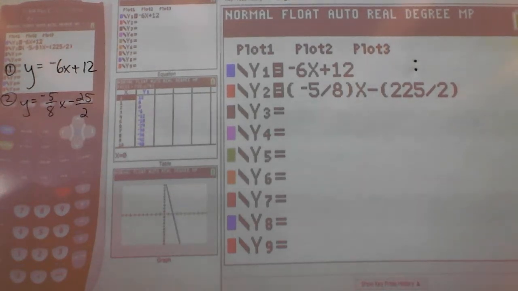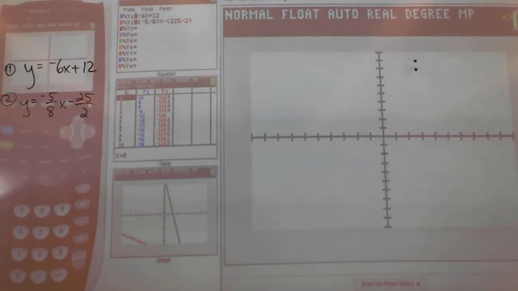25 over 2, close the brackets. So -25 over 2, and then hitting the graph button in the upper right hand corner, we'll graph our lines.